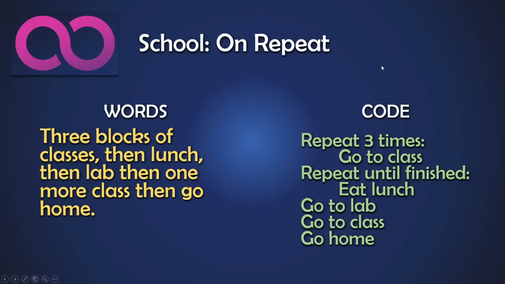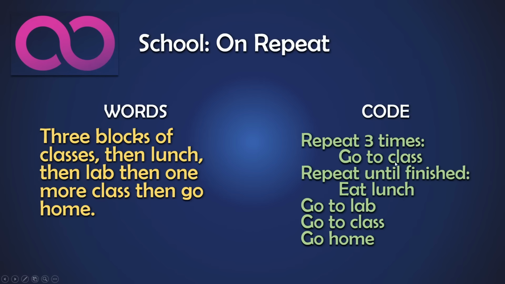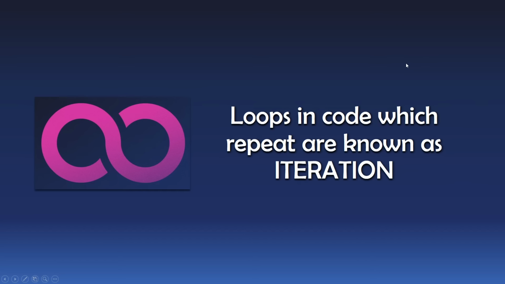All right, so here's a loop of someone's day. I went to class 3 times, I ate lunch, I go to lab, go to class, go home. That's my day. But instead of writing go to class, go to class, go to class, I used a repeat loop. Now, obviously, in that example, I was going to the same class here, but it's a very simple example.